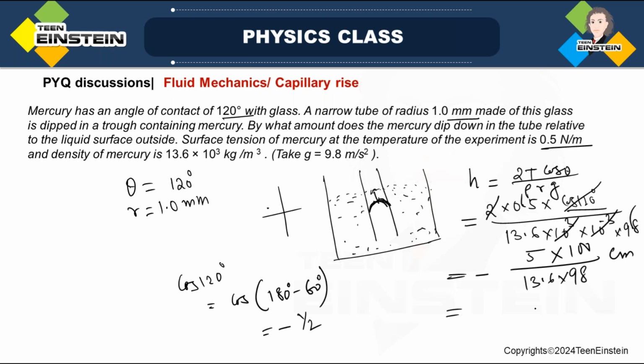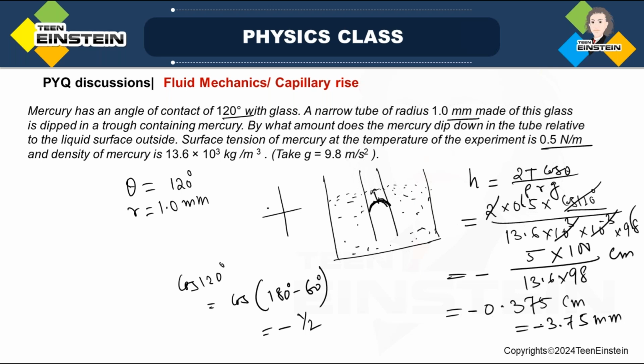13.6. Okay, so this is actually going to be 0.375. This is in centimeter actually. If we want to make it millimeter, this is centimilli, so I can write 3.75 millimeter. Just let me cross check whether the value we have got is correct. Yes, this is correct actually.